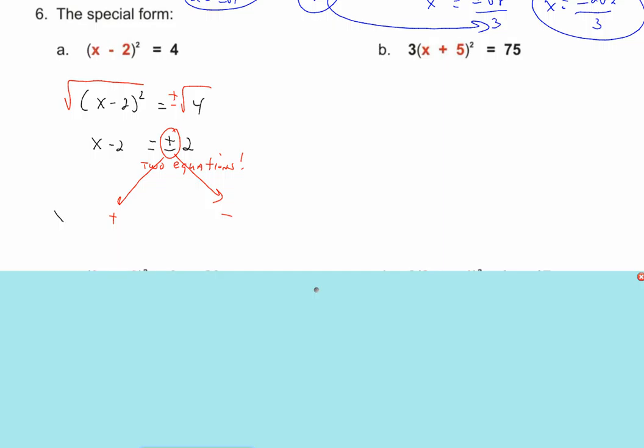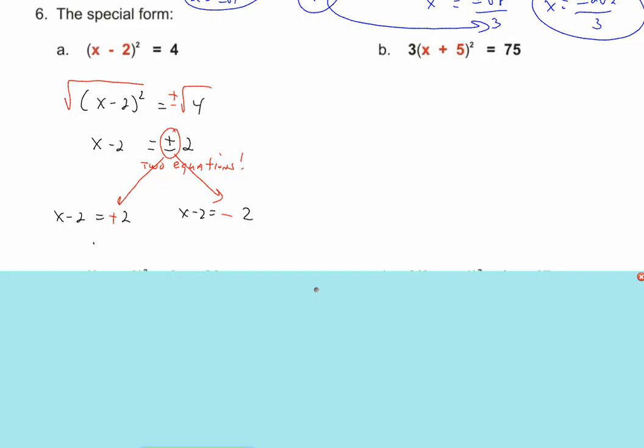So we end up with x minus 2 equals a plus 2. And I know the plus doesn't need to be there, but I'm trying to emphasize what we're doing. And in the second equation, you have the x minus 2 equaling the minus 2. You see how on one equation I use the plus 2 on the right, and the other equation I use the minus 2 on the right. Now solve those little equations.